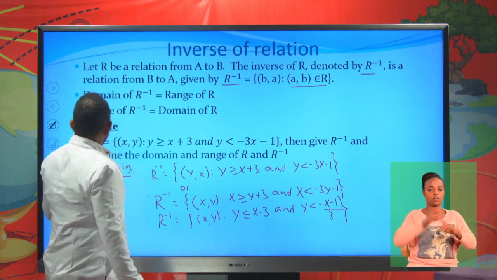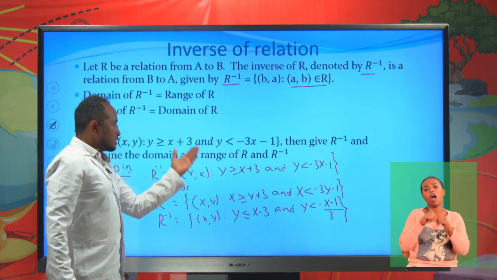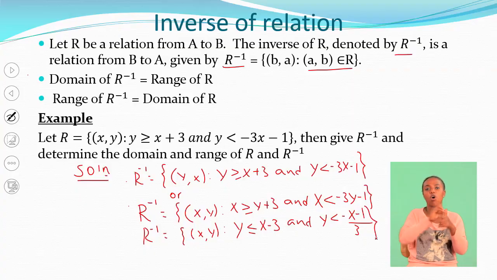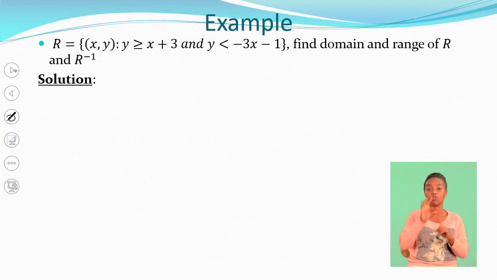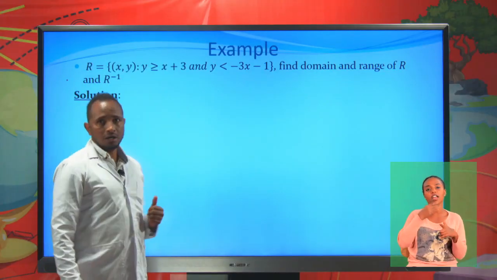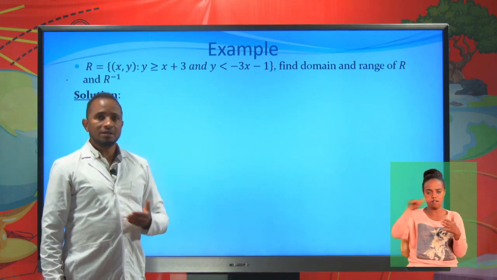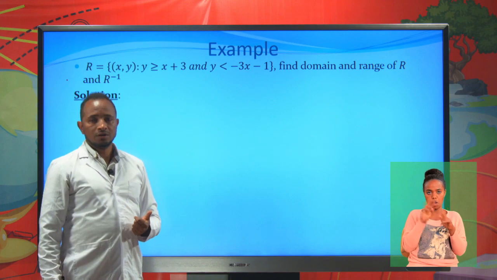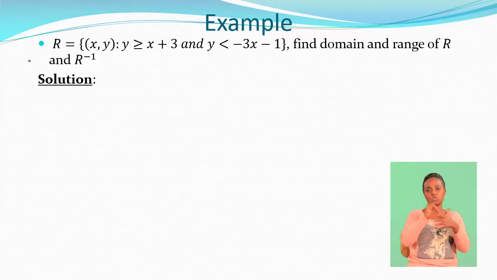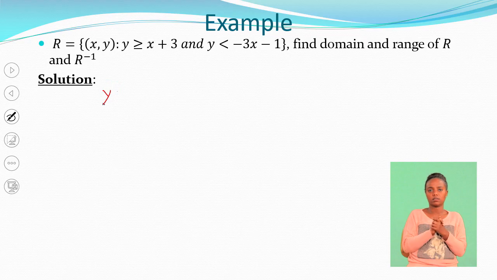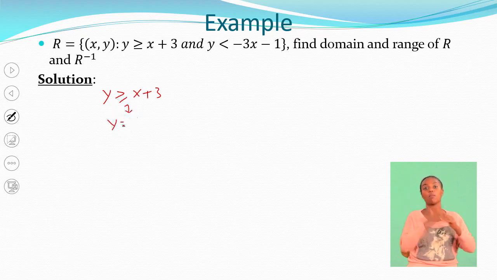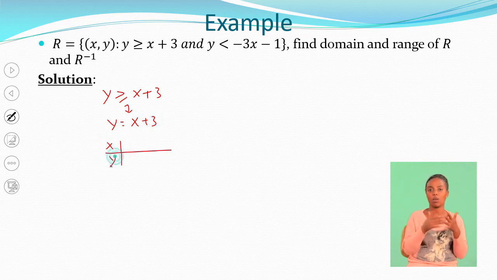Okay, next we'll see how to find the domain and range of R and R inverse of this relation. To find the domain and range of R and R inverse of this relation, we need to draw the graph so we can determine its domain and range from the graph. So let's draw the graph of this. We have y is greater than or equal to x plus 3. So convert this to an equation to find the boundary line, y equals x plus 3, and prepare a table for this, x, y.